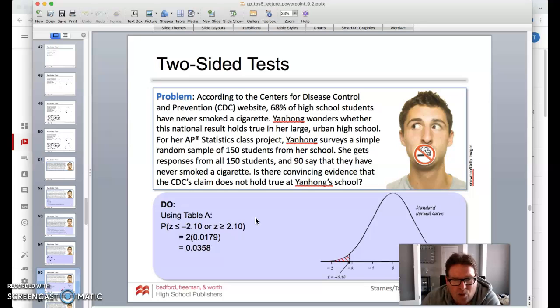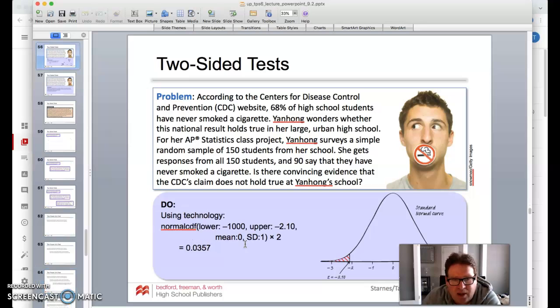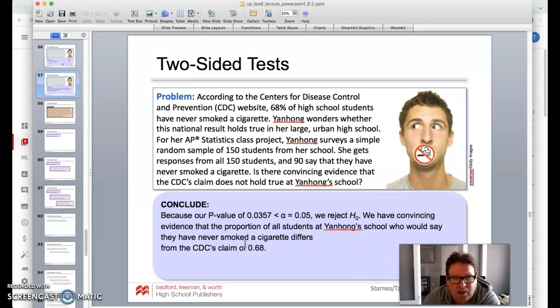All right, so now what we're going to do is find the probability that z is less than negative 2.10 or greater than 2.10. We find that percentage at 0.0179, but because there are two tails, we have to double it. It's both, so we have to use that two-sided test. So we get 0.0358. You can use technology as well. Just make sure to multiply by 2 when you have two tails.